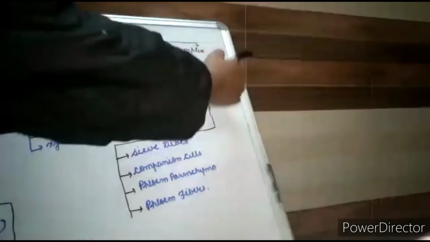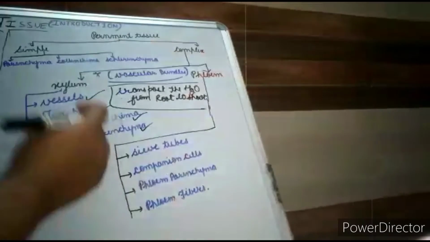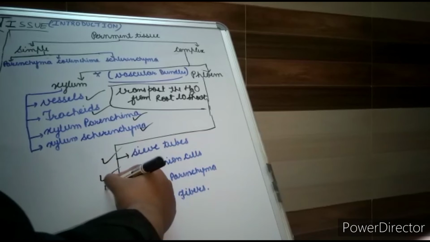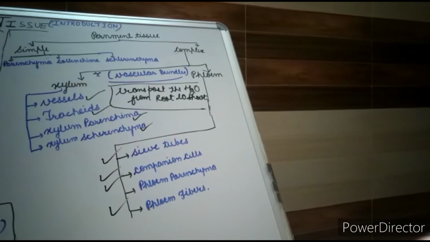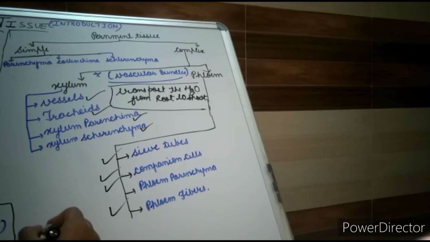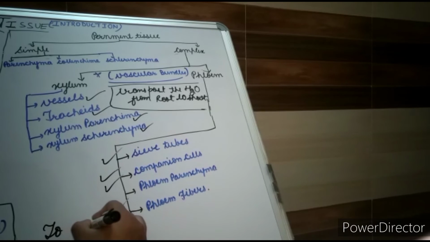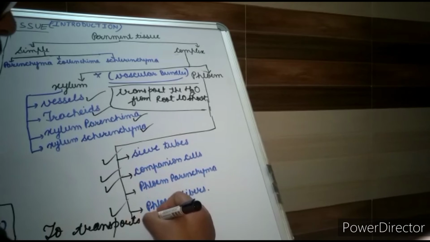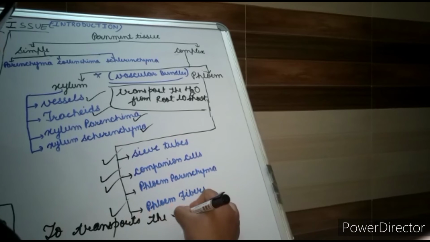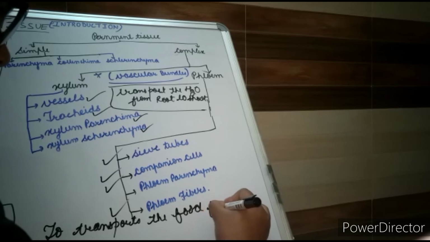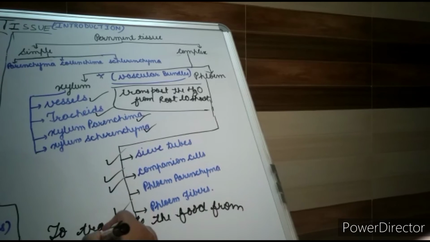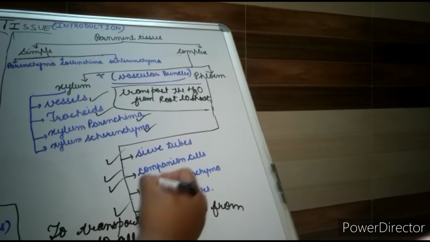And what is the phloem? The phloem is divided into four types: sieve tubes, companion cells, phloem parenchyma, and phloem fibers. The basic function of this phloem is to transport the food from leaves to all the parts of the plant.